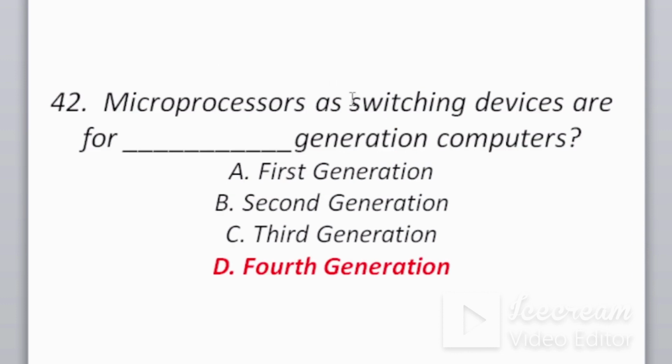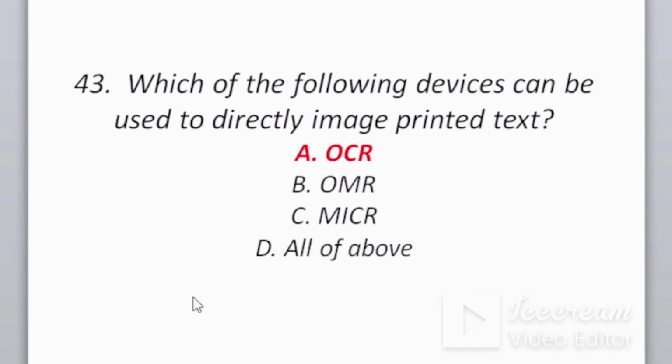42. Microprocessors as a switching device are used in dash generation computers. A. First generation, B. Second generation, C. Third generation, D. Fourth generation. The correct answer is fourth generation.